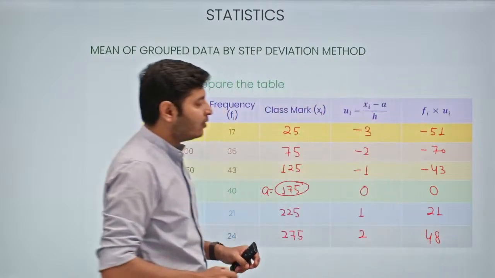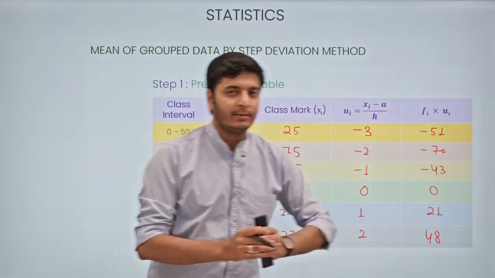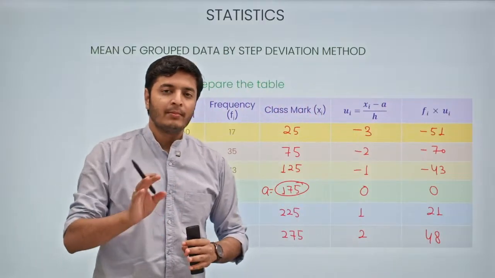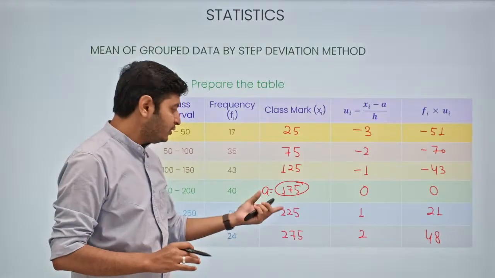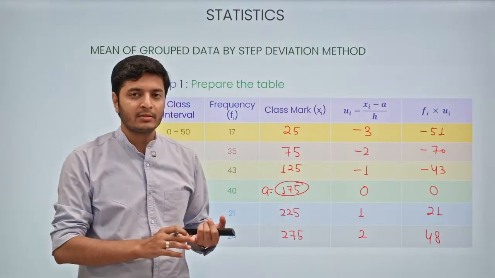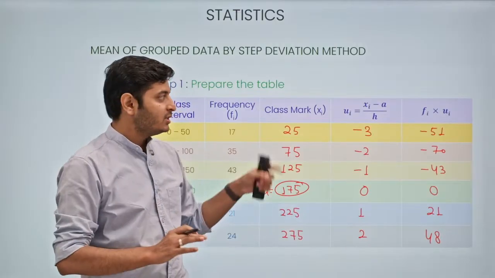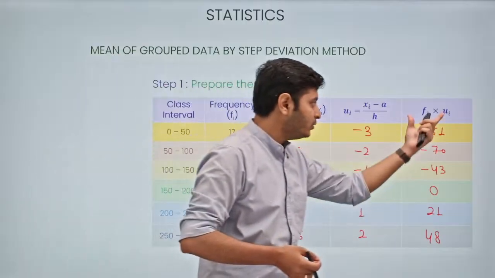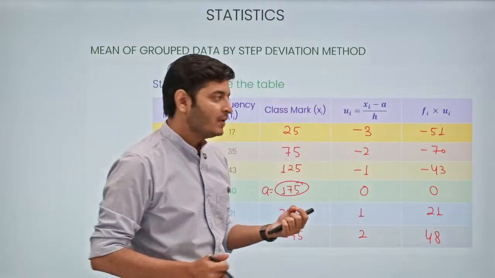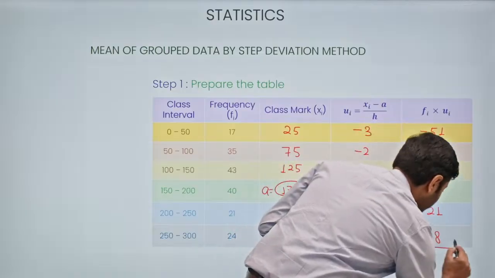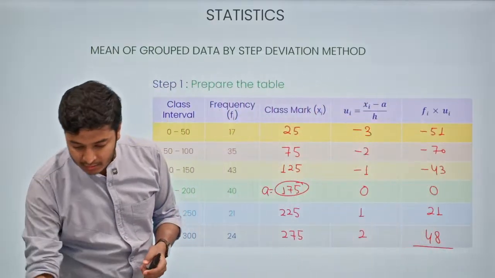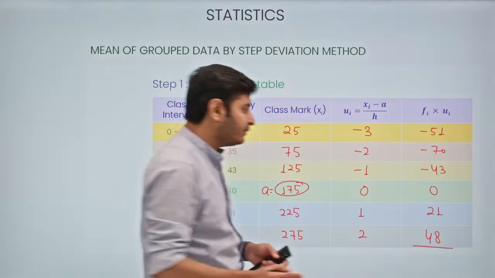Now we have all the values of fi ui, but our work is not done, because we need to find the value of a plus summation fi ui. According to the formula, summation means we need to add all these values, correct? Now find the sum of all these values. I already have it. The sum is -95.